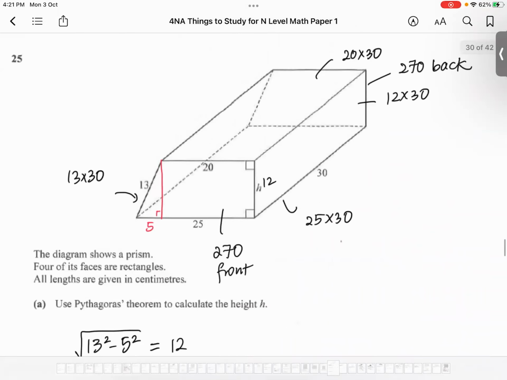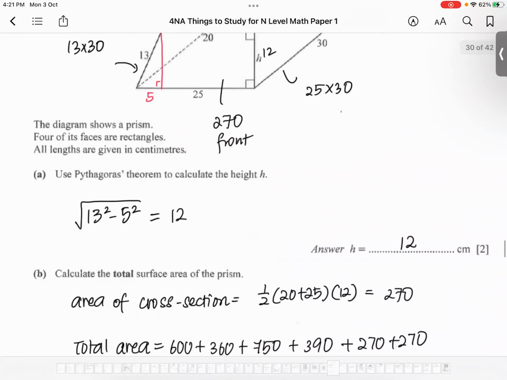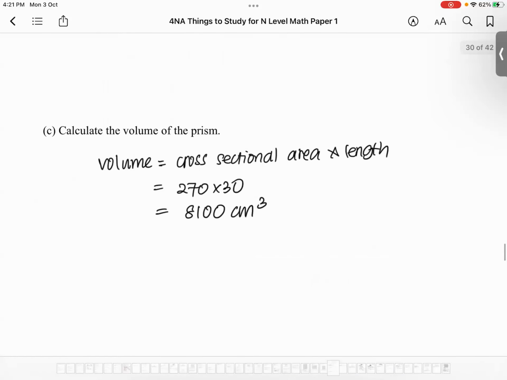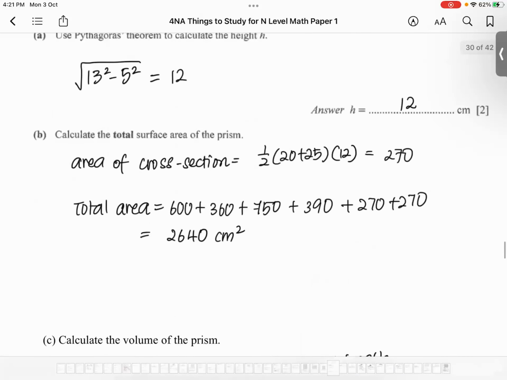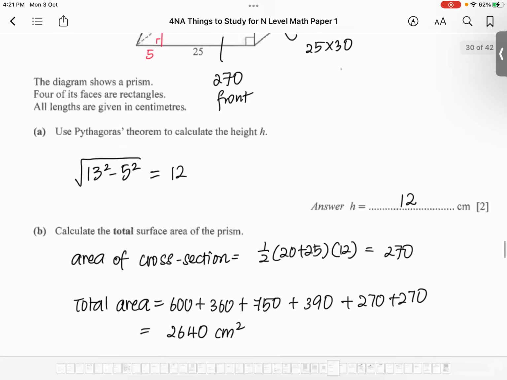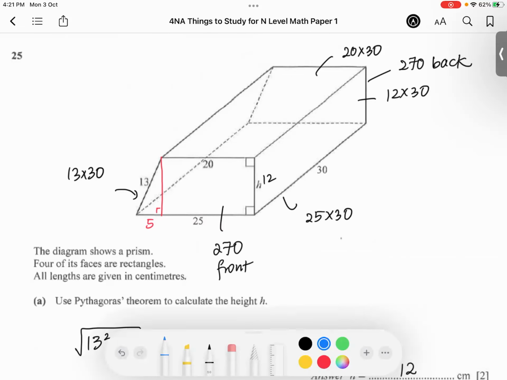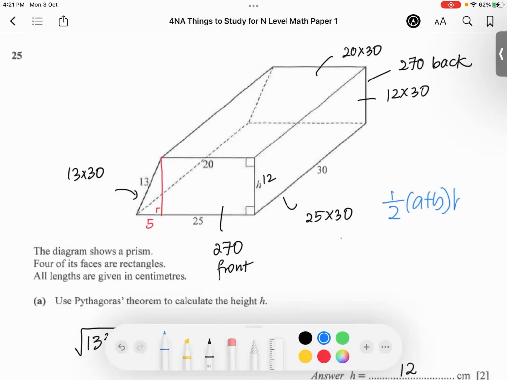The volume of a prism is the cross-sectional area times the length. So find the cross-sectional area. I need to know the area of a trapezium, half times (a plus b) times h. Then the length, this one is the length. So imagine this is a piece of cake. You slice it, everyone gets the same shape of cake. So it's a trapezium.